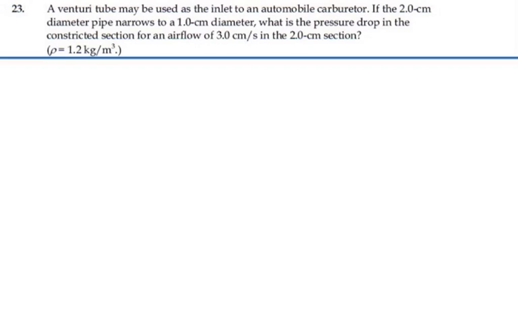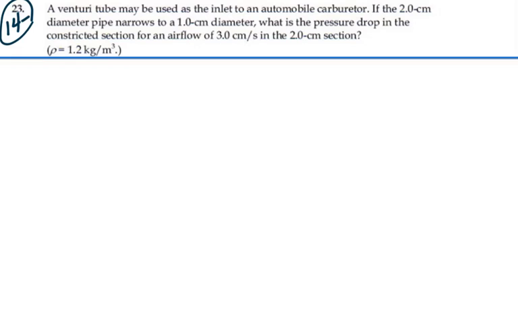Here's problem 1423. A venturi tube may be used as the inlet to an automobile carburetor. If the 2 centimeter diameter pipe narrows to a 1 centimeter diameter, what is the pressure drop in the constricted section for an airflow of 3 centimeters per second in the 2 centimeter section? Density of the gasoline vapor is 1.2 kilograms per meter cubed.